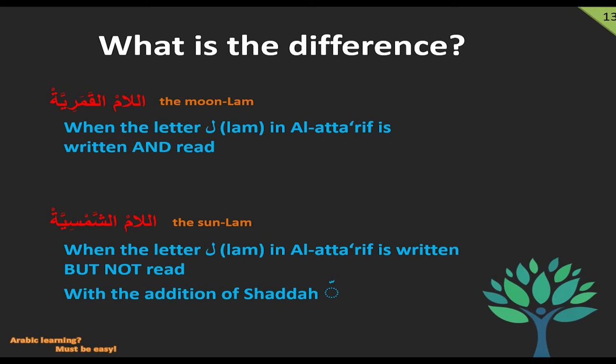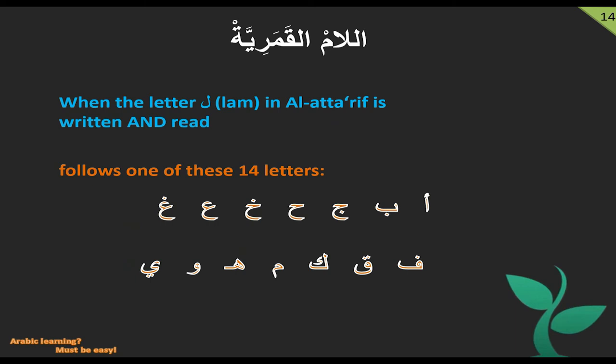Now the question is, when is one of the two types used? We know that from this rule. Al-lam al-qamariyya always follows one of these 14 letters: alif, ba, jim, ha, kha, ain, ghain, fa, qaf, kaf, mim, ha, waw, and ya. So, if the first letter of the noun is one of those letters, lam qamariya comes.